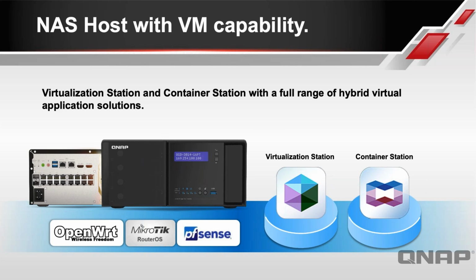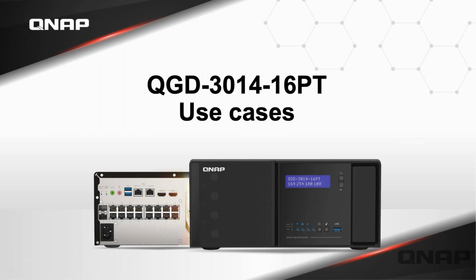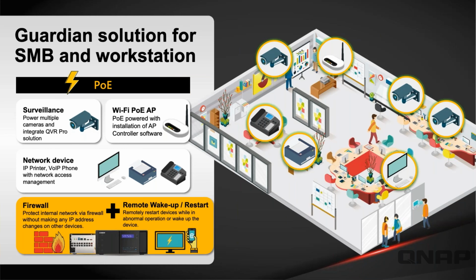So just before I hand over to Craig, we've just got a couple of use cases of the Guardian where we think it fits, or what sort of products you might attach to it. In a small office or SMB environment, the Guardian can basically become almost all of the infrastructure you need. Not only can the Guardian manage your PoE surveillance and Wi-Fi access points, but any other network device that you might have in a small office, such as printers, phones, door locks, meeting room displays, anything like that.